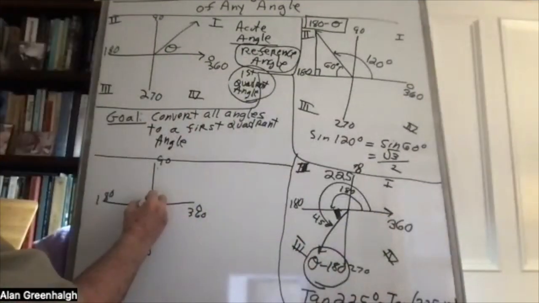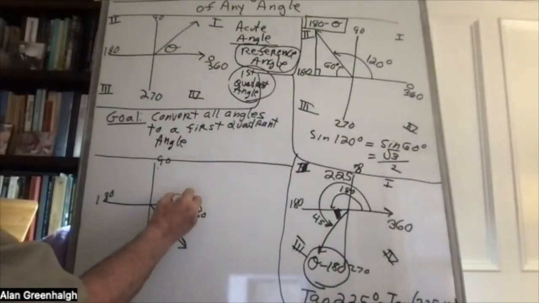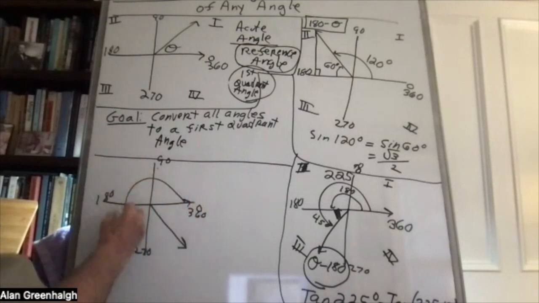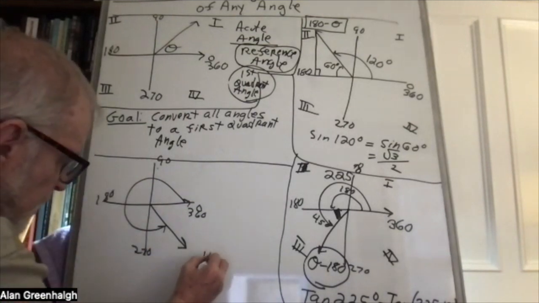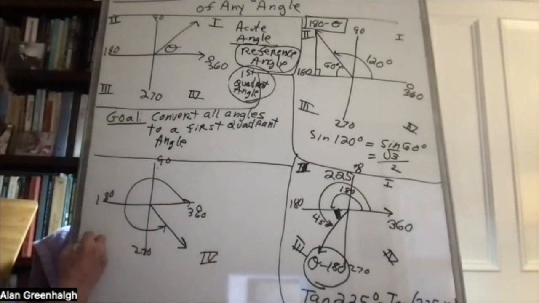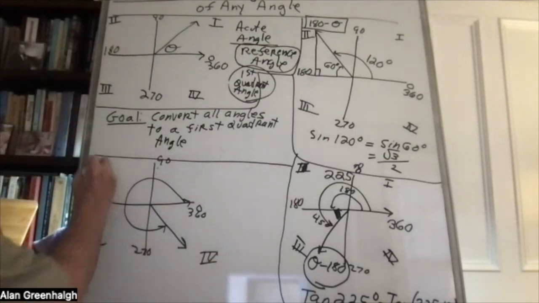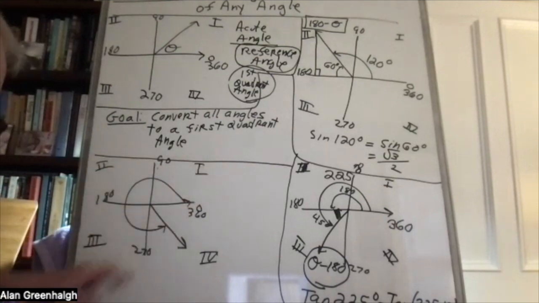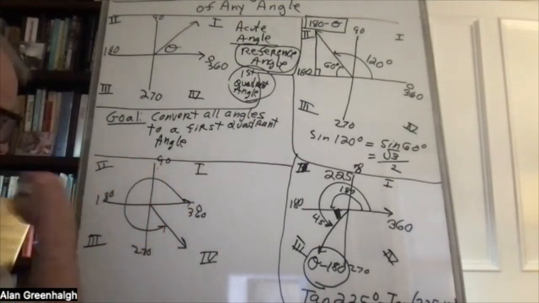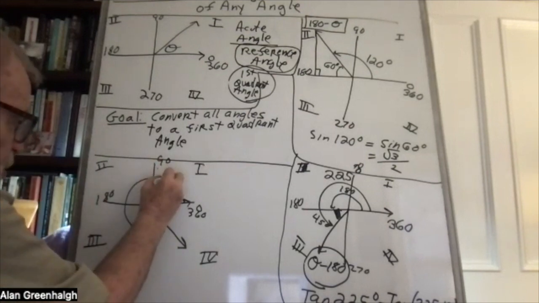Okay, now this angle is all the way over here. The initial line is here. The angle goes all the way around and winds up in the fourth quadrant. This is the fourth quadrant over here. This is the third quadrant. This is the second quadrant. This is the first quadrant. And this angle is, let's say, equal to 330 degrees.